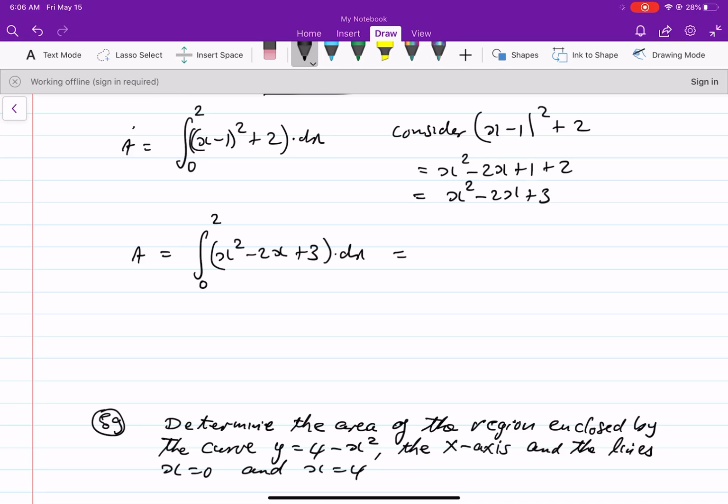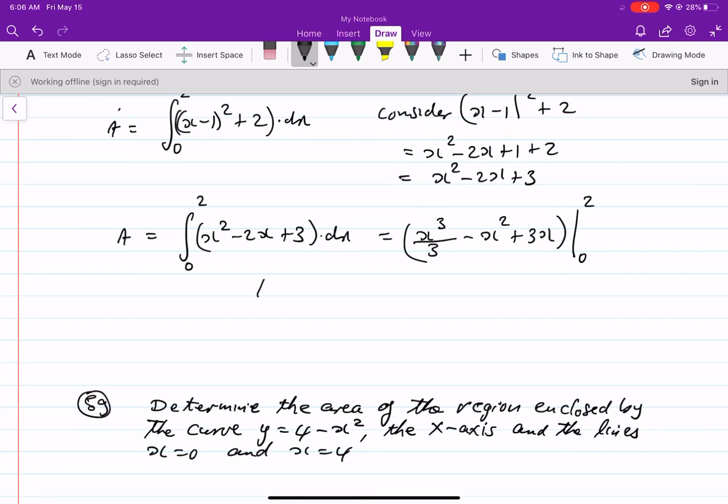And at this point we should be pretty good at using the rule for differentiating a polynomial in the form ax to the n. This gives me x cubed upon 3 minus 2x squared upon 2, which is just x squared, and then plus 3x, evaluated between 0 and 2. Let's plug in the 2 first. This is 2 cubed upon 3 minus 2 squared plus 3 times 2. That's the upper limit.